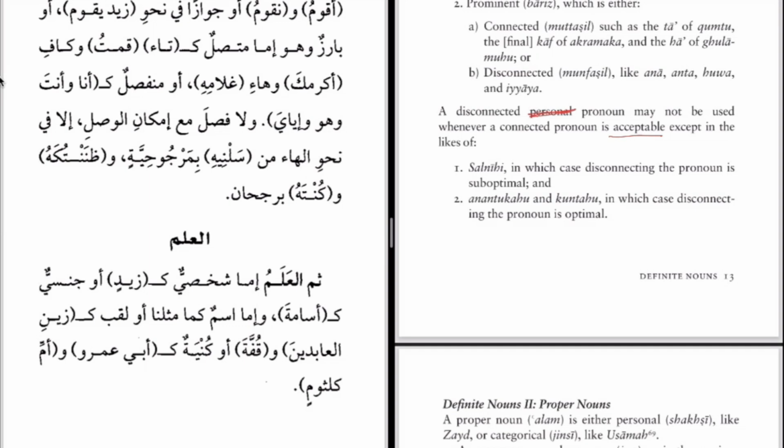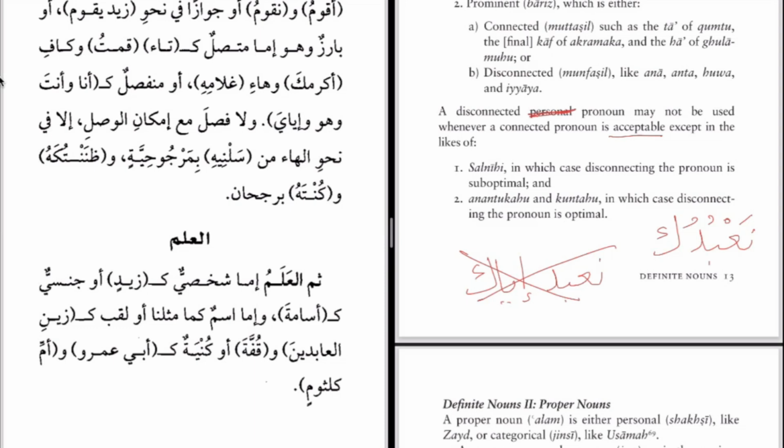ولا فصل مع إمكان الوصل. There is no separation with the possibility of connection. So it means you do not produce the disconnected pronoun when you are able to bring the connected pronoun. Meaning, you don't say, for example, na'budu iyaka. That's a blunder. Because you're able to say na'buduka. Na'buduka. So you don't say na'budu iyaka.